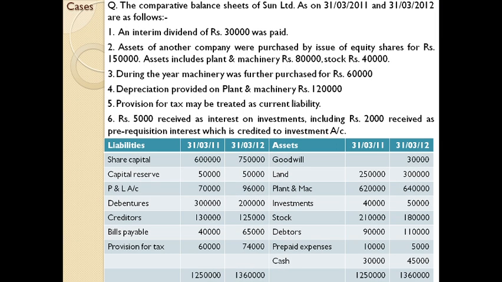Next one, this is the balance sheet. As mentioned at the beginning, comparative balance sheet of Sun Limited. We all know what is meant by comparative balance sheet: a balance sheet consisting of opening as well as closing. So this is a balance sheet.